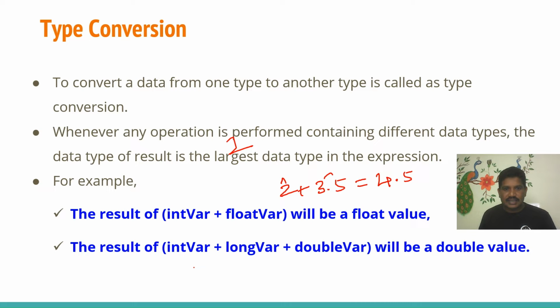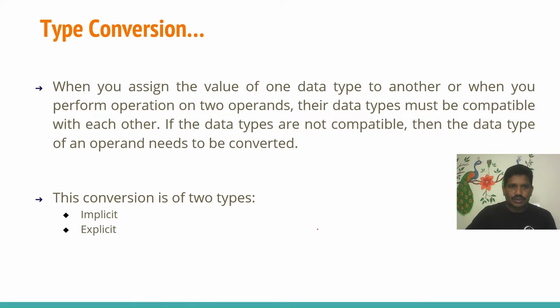Then, like that, you can see the second example. For example, 4 plus a long value, for example, 23456, plus a double value, for example, 3.5. Then the result will be a double. There is int, then long, then double. The largest size data type is only double. Okay, got my point? I will show you the example also.